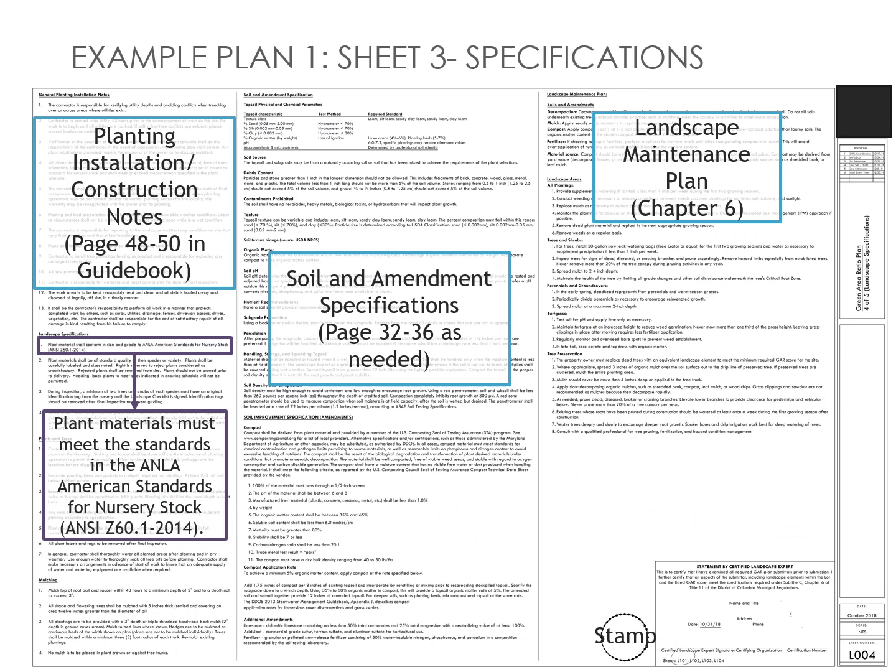So next here we have the third sheet on this plan set for JR, and it's the specifications. It has the planting, installation, and construction notes found on pages 48 to 50 in the guidebook. It has the note that plant materials must meet the standards in the ANLA American Standard for Nursery Stock. It includes soil and amendment specifications if needed, and then the landscape maintenance plan.